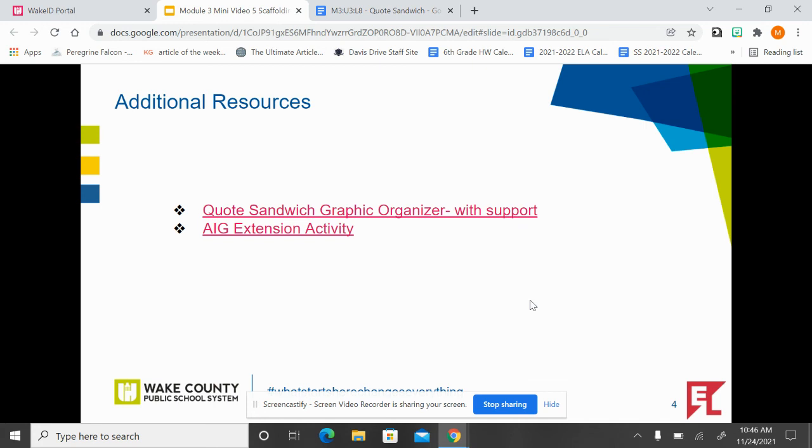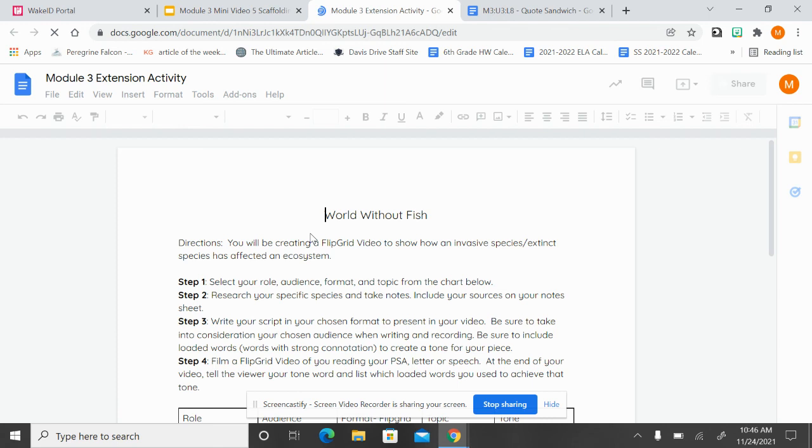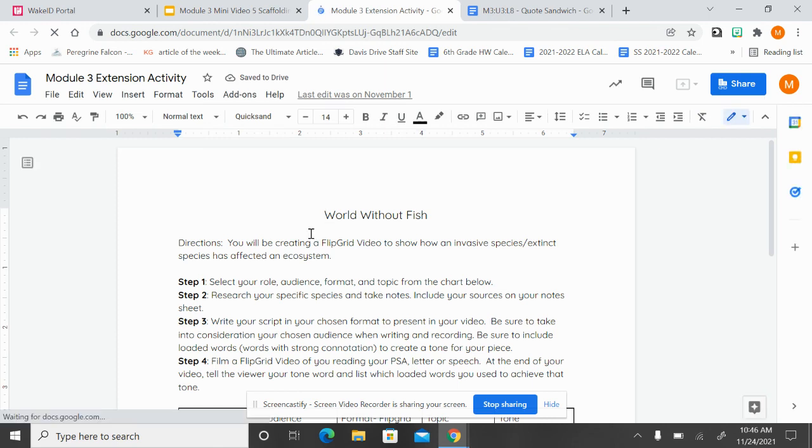In addition to these resources, an extension activity has been provided if higher level students are able to complete this assignment in a shorter period of time. In this extension, students are researching an endangered or invasive species to see the impact of this animal on its ecosystem.